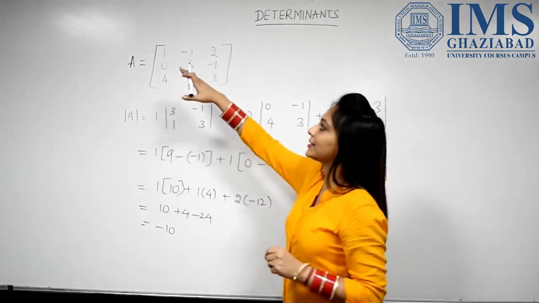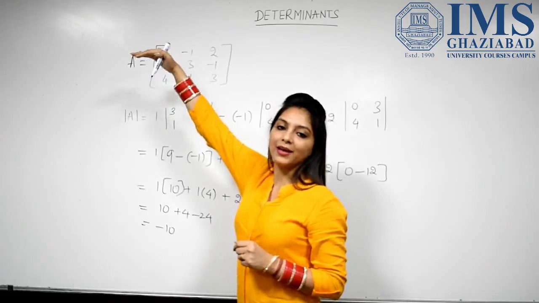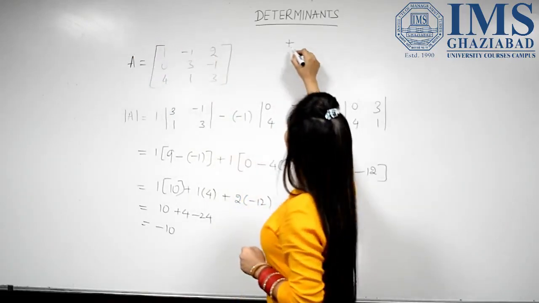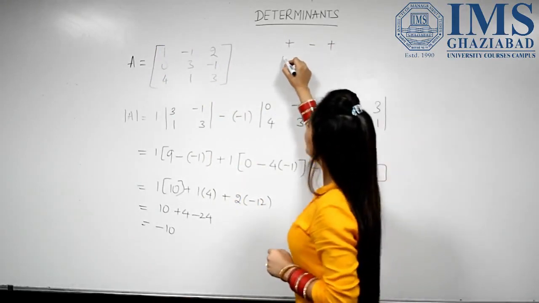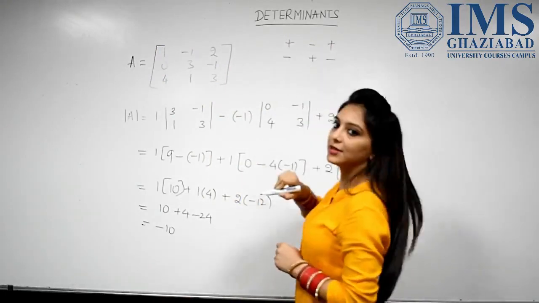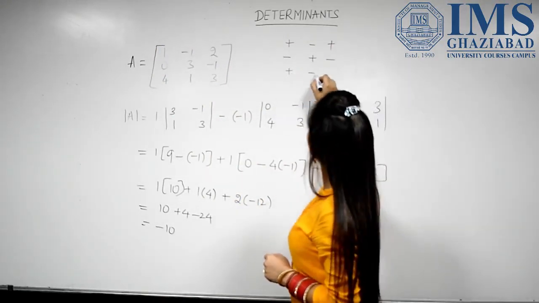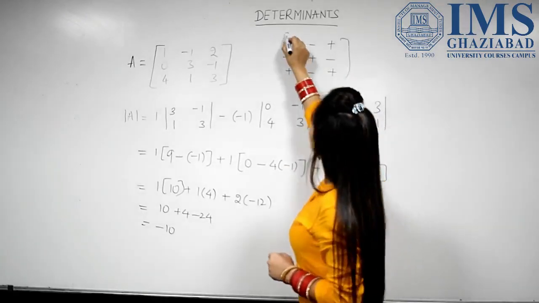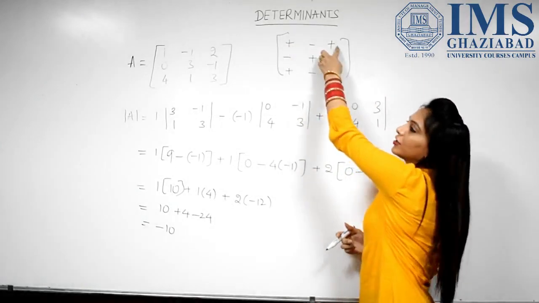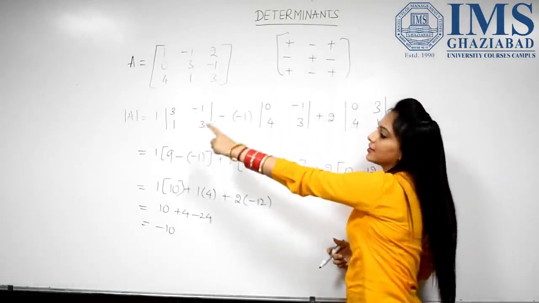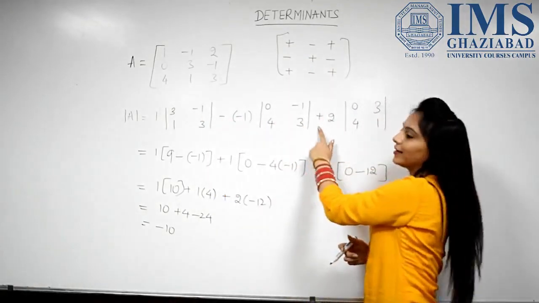Always remember the sign pattern goes like this. When I am expanding along the first row, it will be plus, minus, plus. Along the second row, it will be minus, plus, minus. And along the third row, plus, minus, plus. So you have to remember this. In this example, I have expanded along the first row, so I have taken these signs: plus, then negative, and then plus.